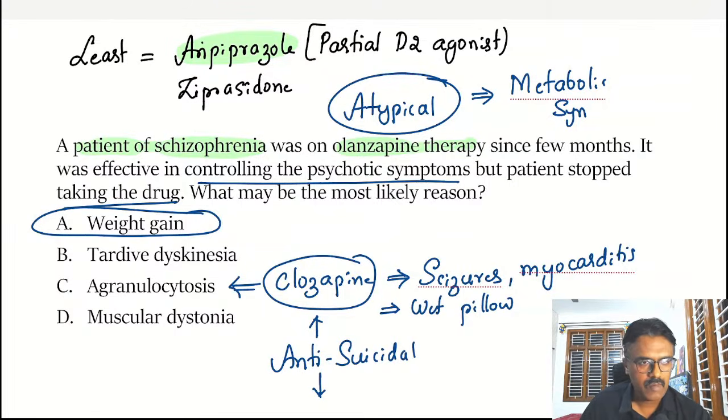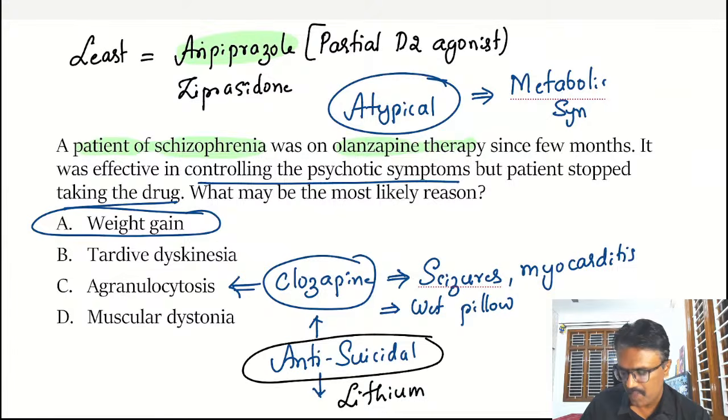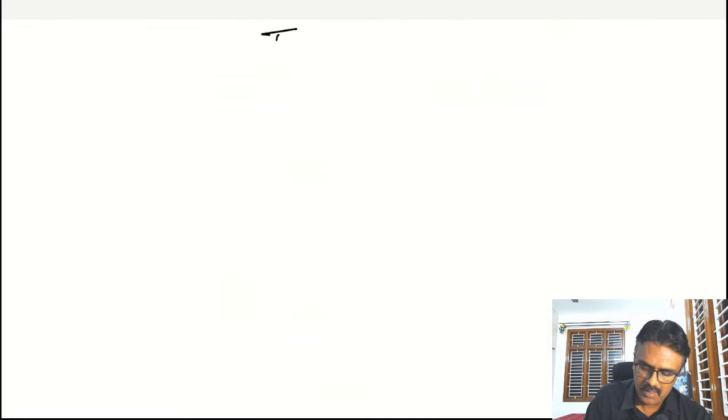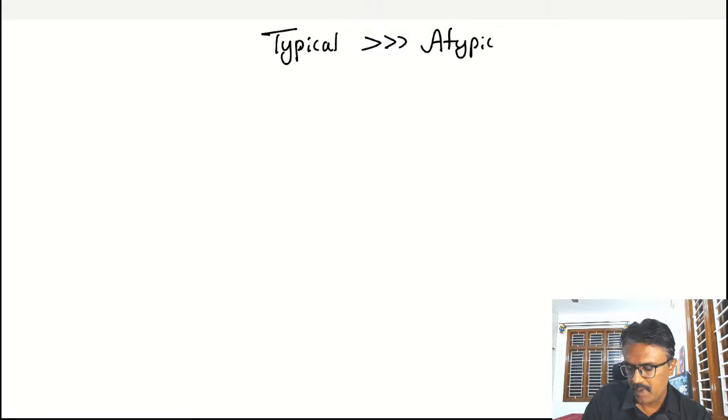Now I told you which drugs have anti-suicidal property. One is clozapine. One more you should tell. Come on. Never miss that main drug. Lithium. Lithium also has anti-suicidal property, which is good for the patient. Then what drugs will cause tardive dyskinesia and muscular dystonia? Let us see that. Now this is a problem we see mainly with typical antipsychotics and less with atypical. And this problem we call extrapyramidal symptoms.